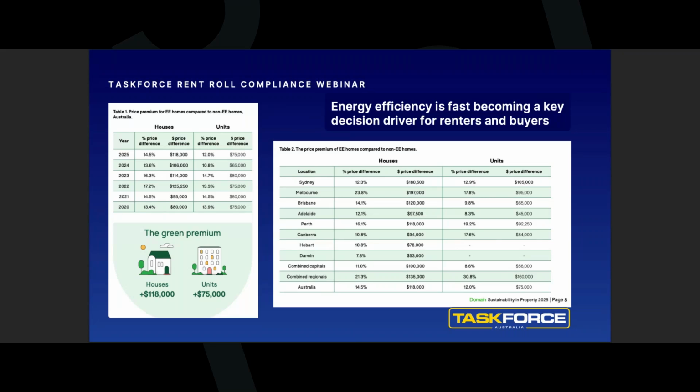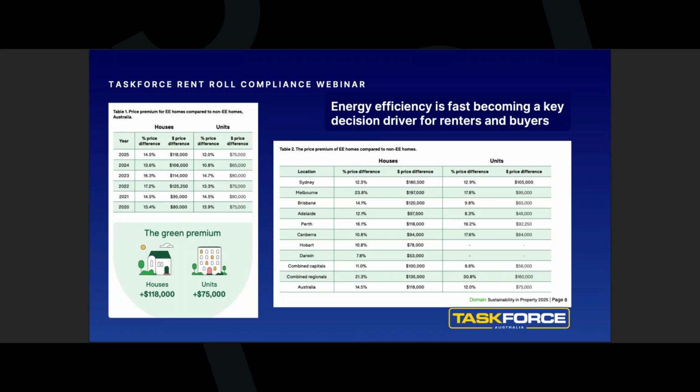And if you actually truncate that down to just Melbourne, it's even bigger again. So right in the Melbourne metro area, we see houses that have energy efficiency selling for almost 24% above the like properties in that area that don't. So you can actually add almost up to $200,000 of value into your asset. And that's very important for owners in the long term as well.